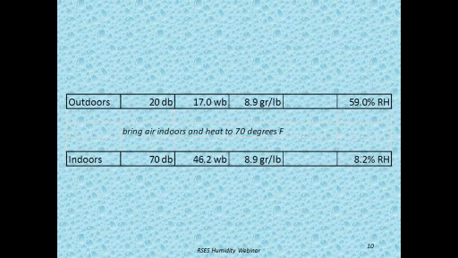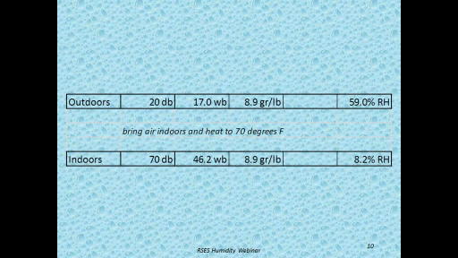The next example shows 20-degree dry bulb. Now our outside is colder. We've got 17 degrees wet bulb, and we've got 8.9 grains of moisture per pound. And remember, a grain is roughly equivalent to a drop of moisture. Now my relative humidity is 59% under those changed outdoor conditions.